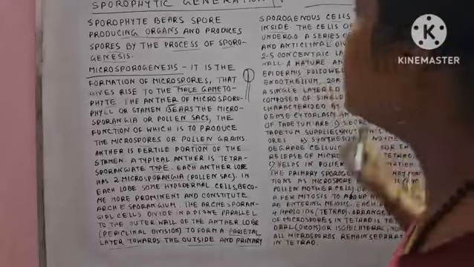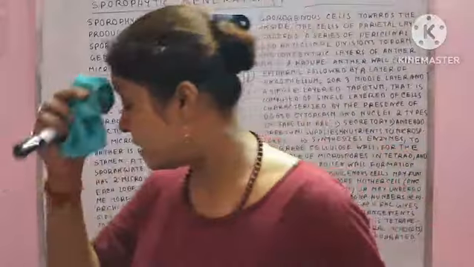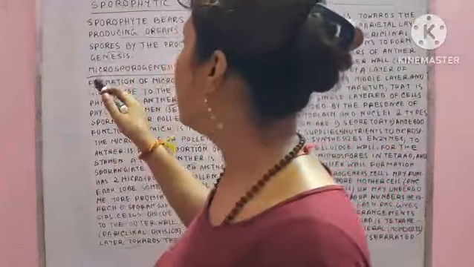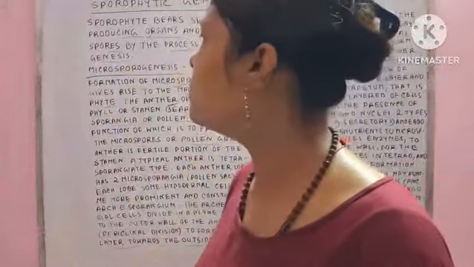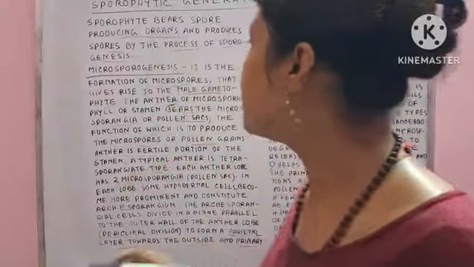Clear? So this is the sporophytic generation. I explained only the microsporogenesis here. In the next video, I will try to explain the megasporogenesis.